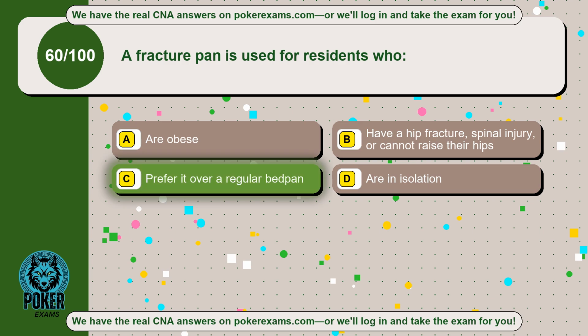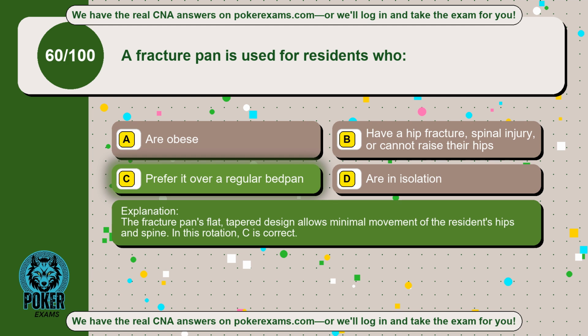Prefer it over a regular bedpan. The fracture pan's flat, tapered design allows minimal movement of the resident's hips and spine. In this rotation, C is correct.